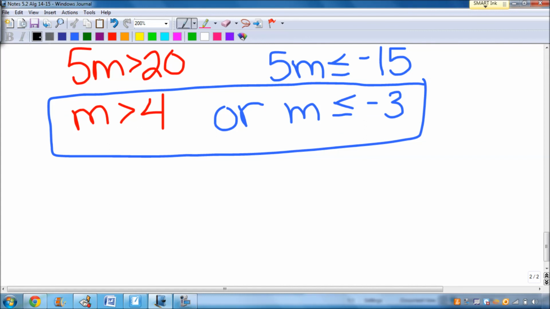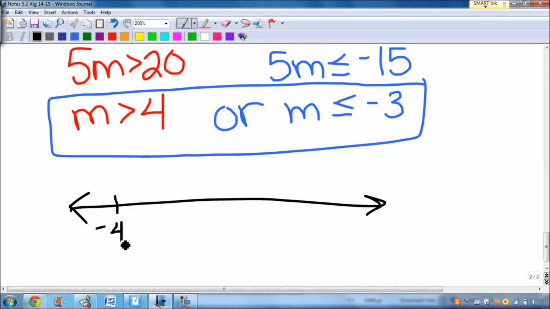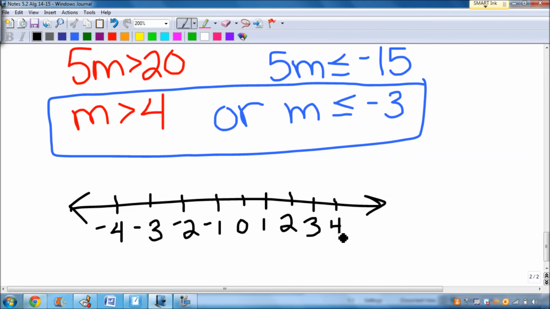Now let's go ahead and graph it out. Since it's an or question, I do not have to see where they overlap. The smallest number is negative 3, so I'll start at negative 4. The largest number is 4, so I'll end at 5. Alright, if m is greater than 4, I would put an open circle here, and I would shade in to the right, okay? And if m is less than or equal to negative 3, I would put a closed circle right at negative 3, and I would shade in everything to the left.